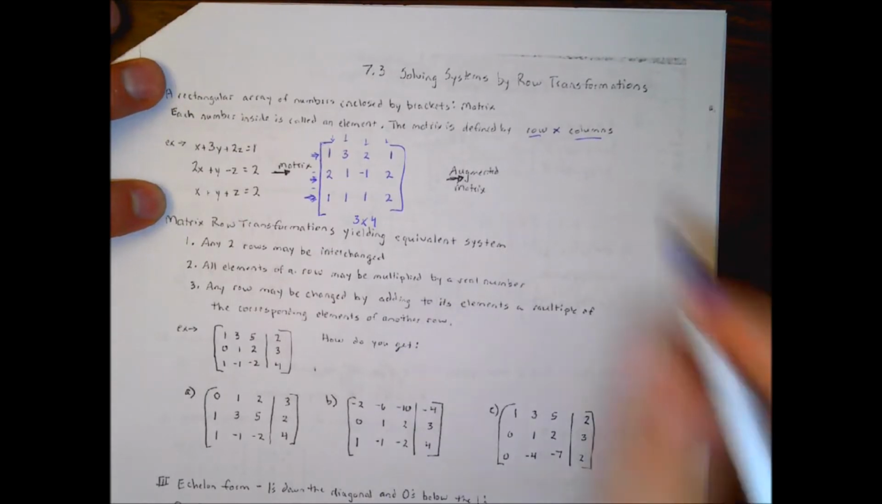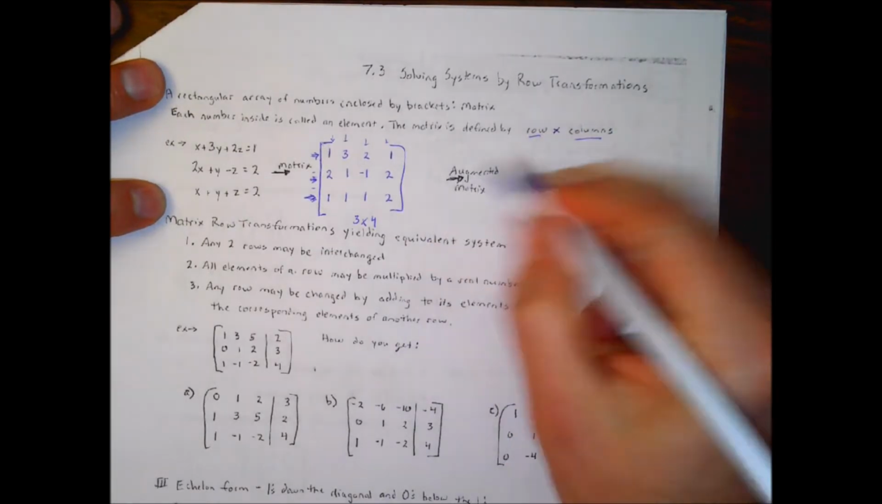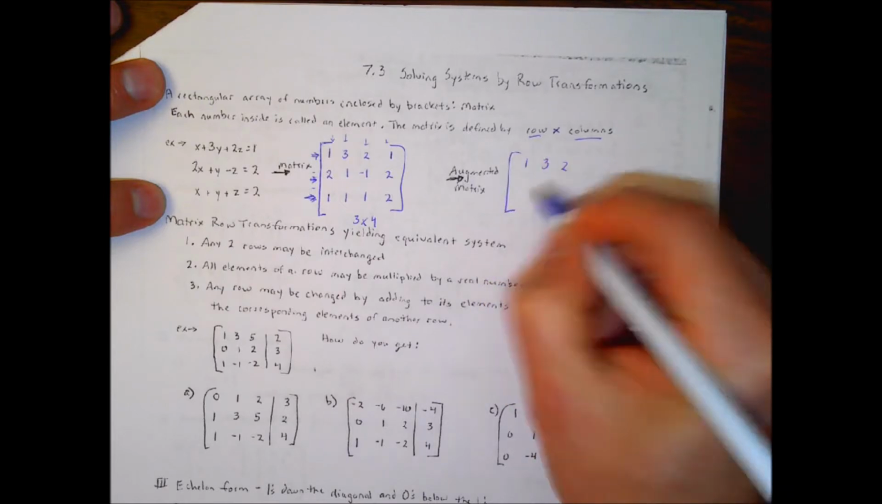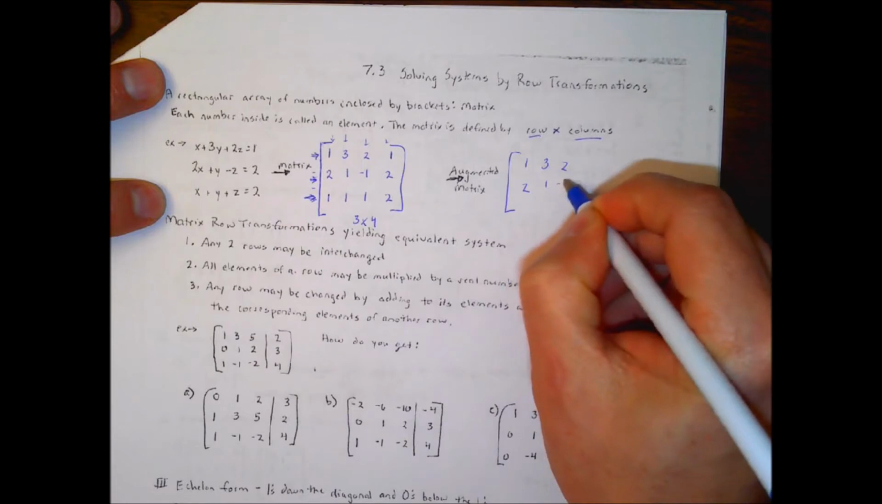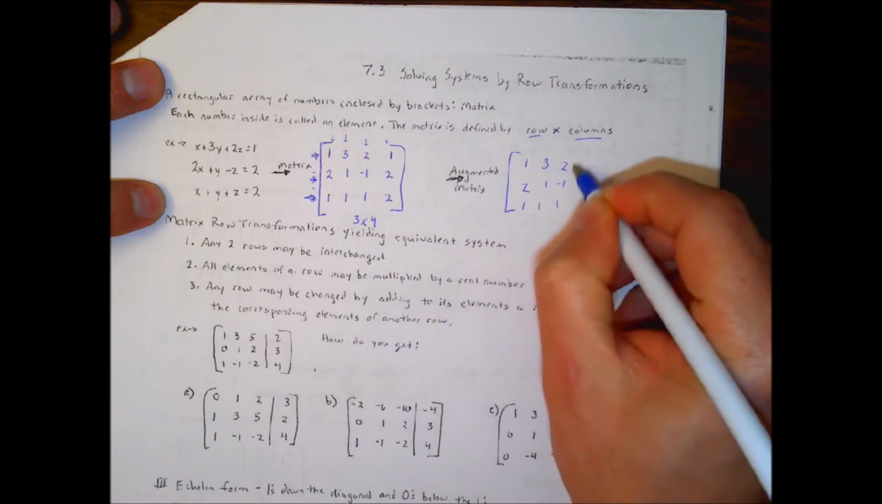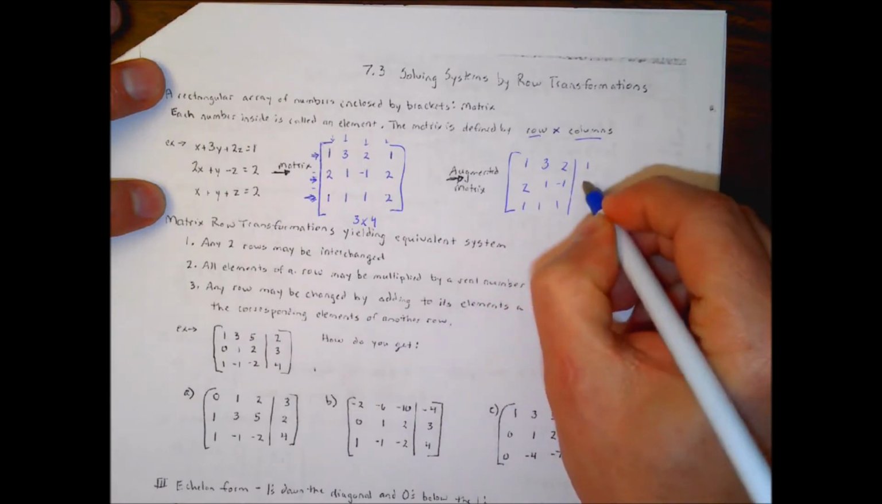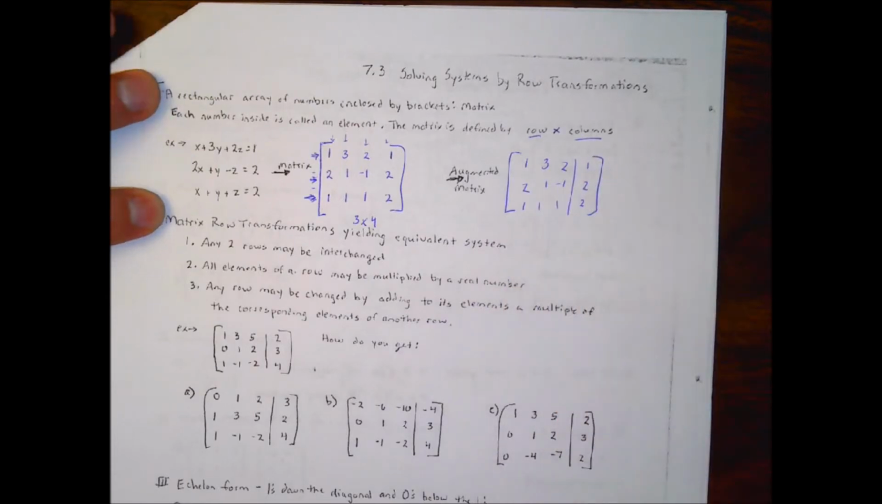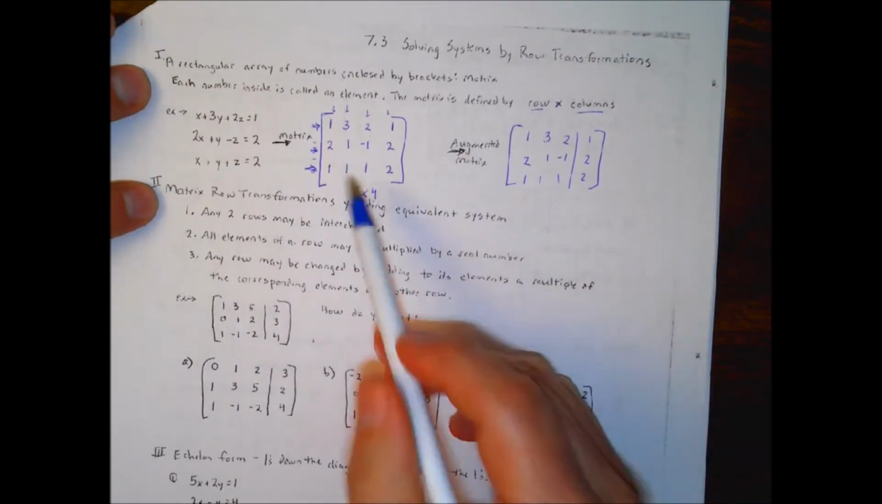The augmented matrix is basically we just do this. You put the coefficients here, and then a little line, and then what they're equal to. It just separates the variables from the constants, what they're equal to. So we have our matrix and our augmented matrix.